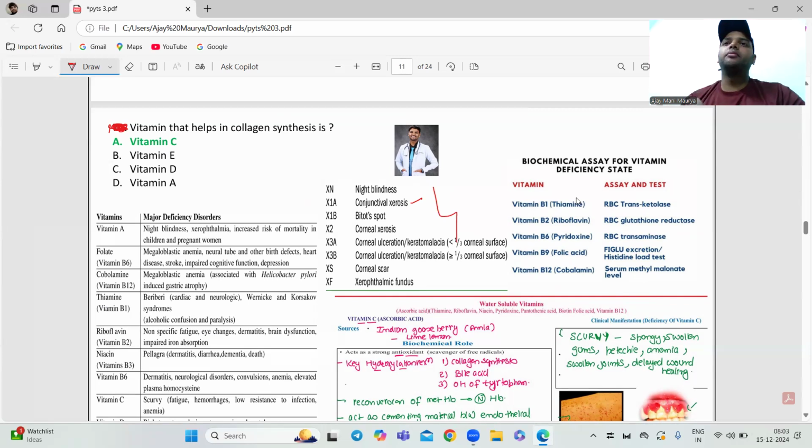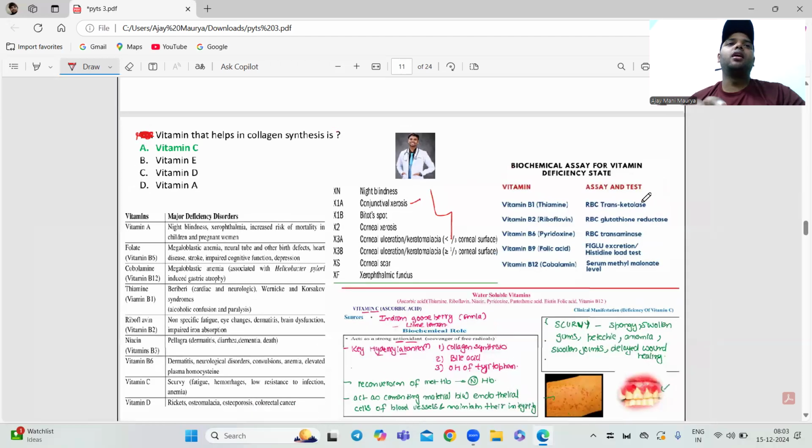For vitamin B1 we do the RBC transketolase test. For vitamin B2, the RBC glutathione reductase test. B6, RBC transaminase. B9, the FIGLU test, FIGLU excretion, histidine load test. B12, serum methylmalonate level. Please remember these, guys.